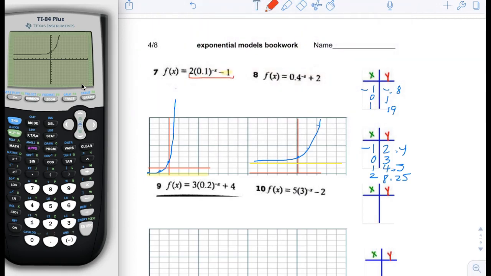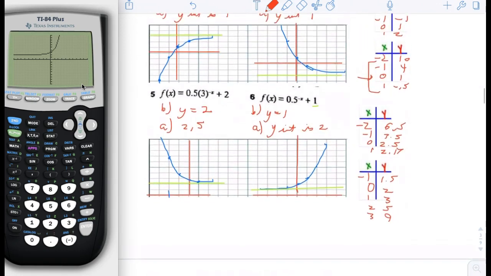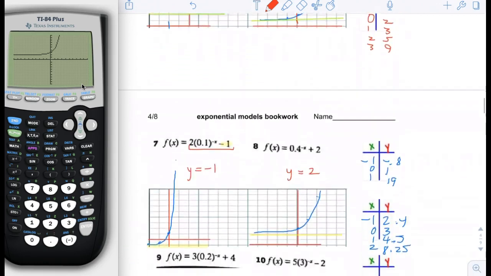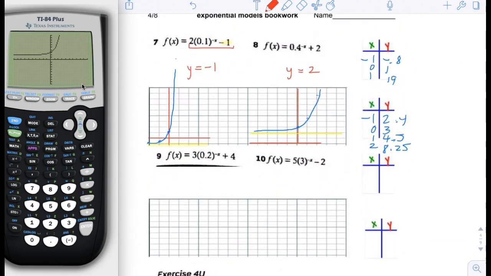By the way, let's write down our horizontal asymptote. Our horizontal asymptote for 7 is -1. Our horizontal asymptote here is y equals 2. Anything else we need to write down? We do need to write down the y-intercept. The y-intercept for 7 is 0, 1. And the y-intercept for 8 is 0, 3. So the y-intercept for 7 is 1. The y-intercept for 8 is 3.